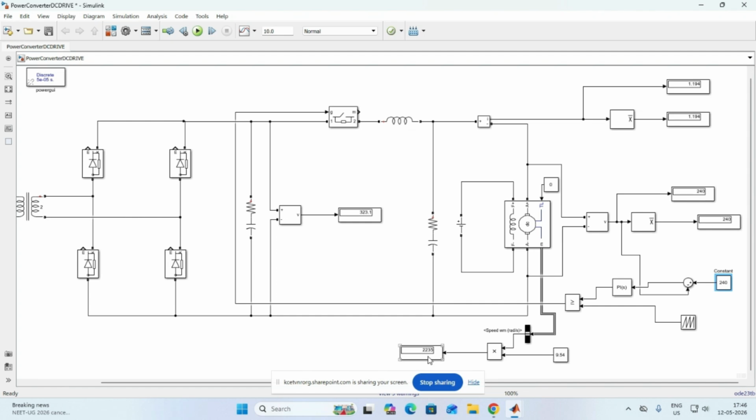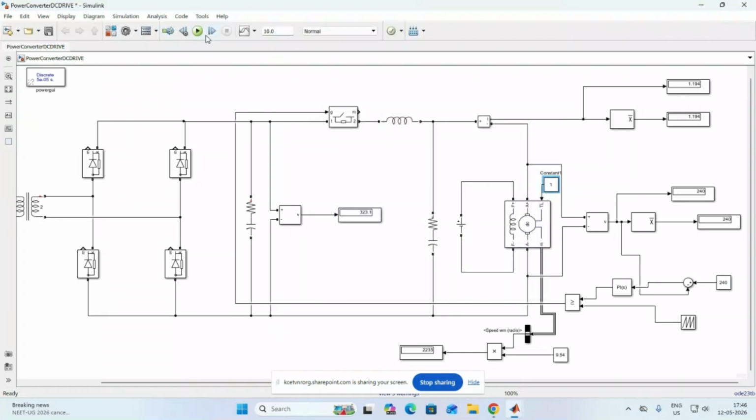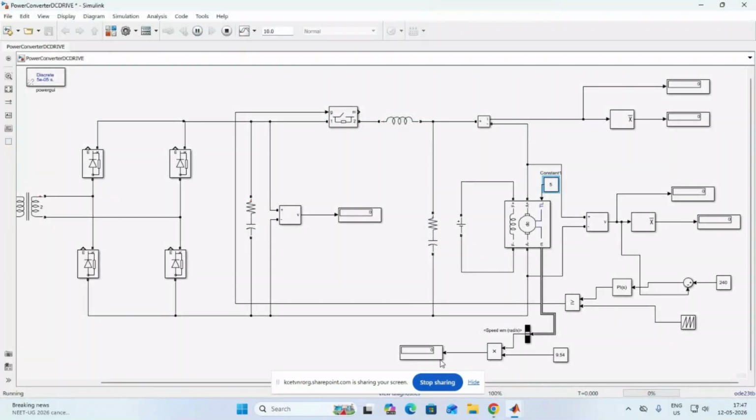You see the RPM is 2235 for no load condition. If you are applying load, the speed decreases. See, from 2235, it's decreasing. If you are continuously increasing the load, automatically speed gets reduced. Okay, so you will get 1750 RPM for the full load.